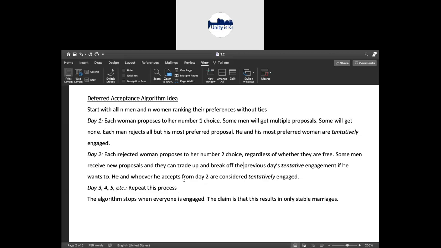The algorithm stops when everyone is engaged, and the claim is that this is going to result in only stable marriages. It's not clear why it would. We're going to talk about why it would, why it's guaranteed that this is going to result in only stable marriages. But first, we're going to do some examples to try to get a grip of what's going on in this algorithm, because it's easier to see once you get your hands on it a little bit. And it's also easier to see why the result is going to be only stable marriages once we've done a couple examples. So that's what we'll do in the next video.